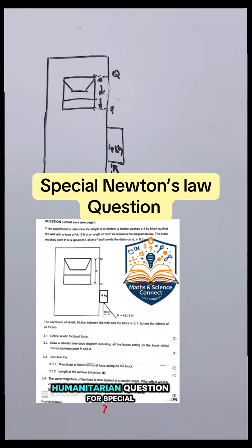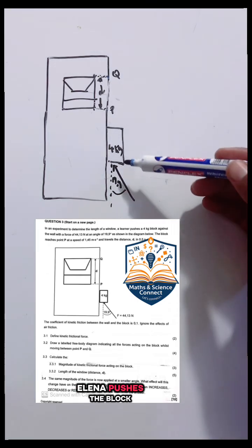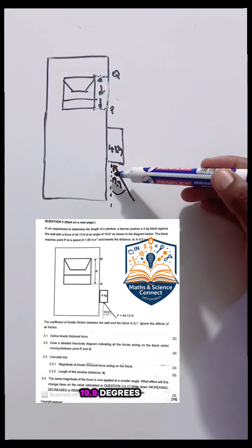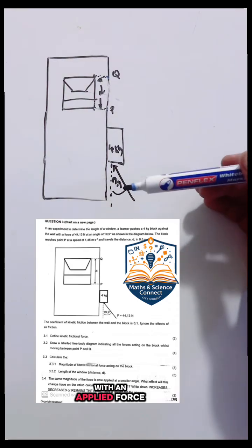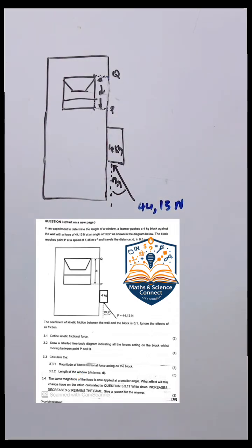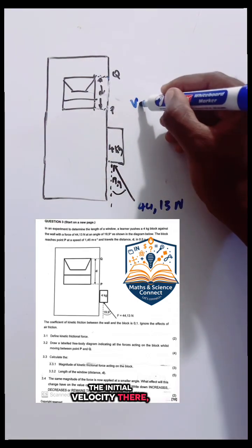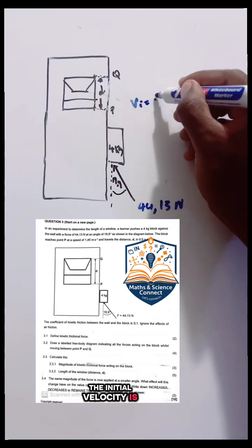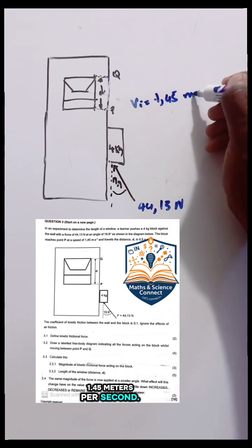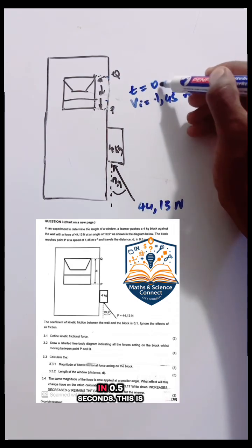We have a special Newton's law question for special people. We are given that Elena pushes the block at an angle of 19.9 degrees with an applied force of 44.13 newtons. The block reaches point P at a speed of, the initial velocity there, 1.45 meters per second, and the distance d is traveled in 0.5 seconds.